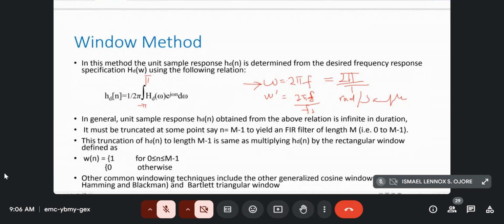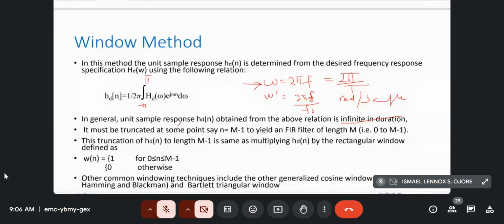So in general, the unit sample response h_d(n) obtained from the above relation is infinite in duration. It's infinite in duration, and therefore it's not realizable. It's not practical. It also goes from negative infinity to positive infinity, which means your filter is not causal. It's non-causal. It's not anti-causal, it's non-causal.